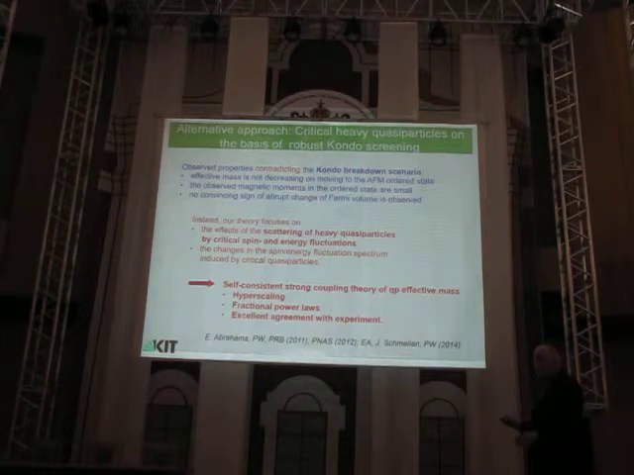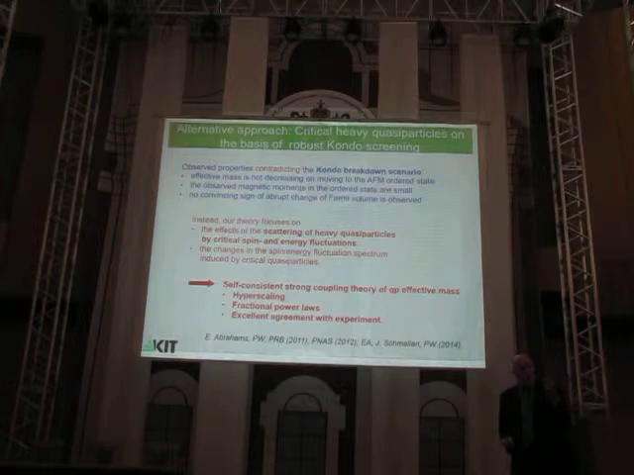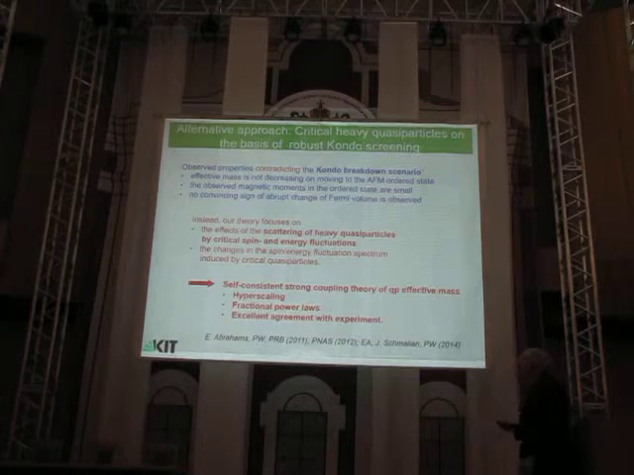Well, I explained why energy. And the changes in the spin and energy fluctuation spectrum induced by the critical quasiparticles. So these two things have to be taken together. We have to look at what happens to the quasiparticles when they scatter critically, and we have to look at what happens to the spin fluctuations when the quasiparticles become critical. And there's a balance between these two systems, the spin fluctuations and the quasiparticles. This will lead to a self-consistent strong coupling theory of the quasiparticle effective mass, which has all the properties that are observed, hyperscaling, fractional power laws, and we get excellent agreement with experiment.